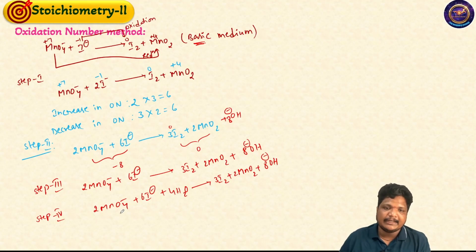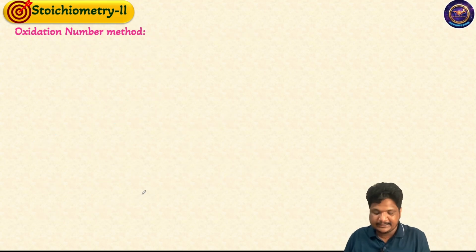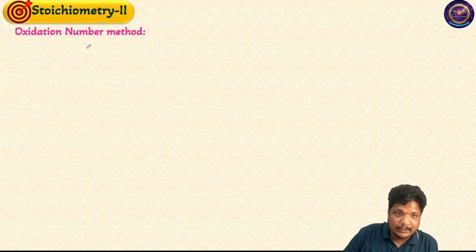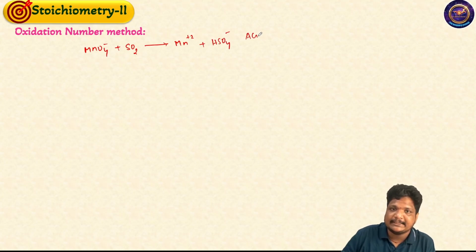Finally, you will get the final balanced equation by using this oxidation number method. So in this way we can balance the redox reaction by the oxidation number method. Let us see another reaction which is related to acidic medium. Okay, so here MnO4 minus plus SO2 gives rise to Mn2+ plus HSO4 minus. So it is acidic medium.